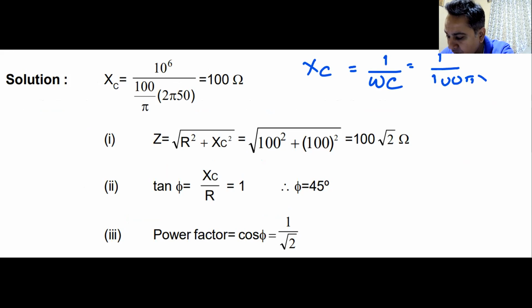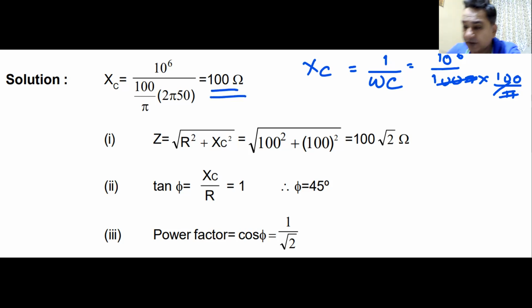100 pi into capacitance, which is 100 by pi into 10 raised to the power minus 6. So 10 raised to the power minus 6 can go on the top. It becomes 10 raised to the power plus 6. Pi and pi will cancel. 100 and 100 is 10 raised to the power 4. 10 raised to the power 6 is on the top. So I will get the answer of XC as 100 ohms.